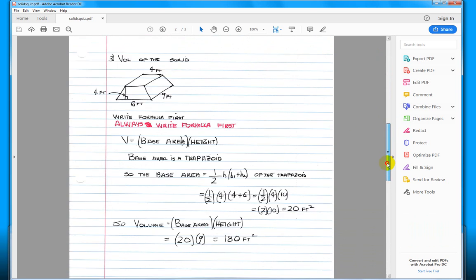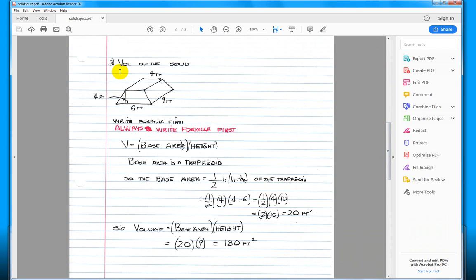Number 3, volume of a solid. First, you have to figure out what this thing is. Well, it's a trapezoidal prism. Right? It's a trapezoid because they have the base there. The base is a trapezoid, and it's a prism because it's a three-dimensional thing. So you write down the formula first. Always write the formula first.